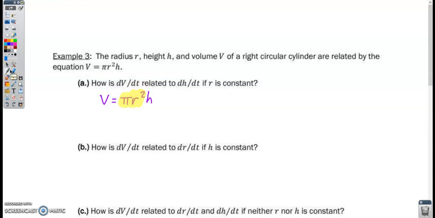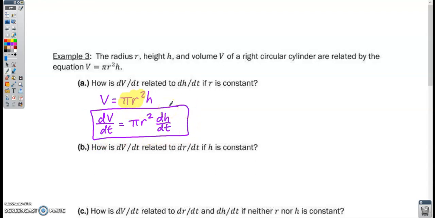So when I take the derivative with respect to time, this becomes dV/dt equals the constant times the derivative of h with respect to t, which is going to be dh/dt. So that's the relationship between dV/dt and dh/dt if r is constant.